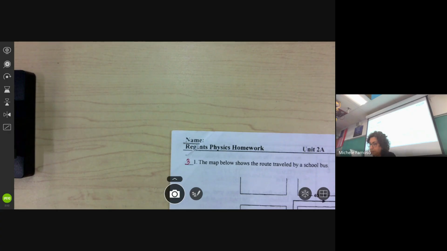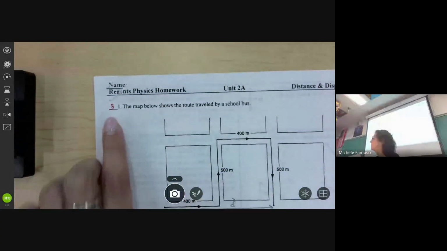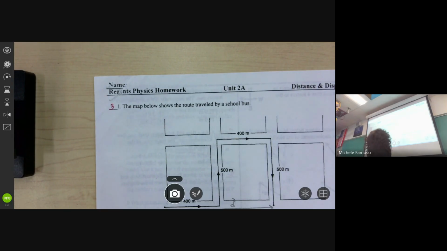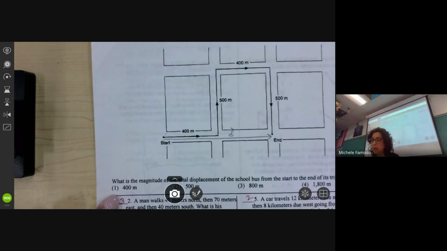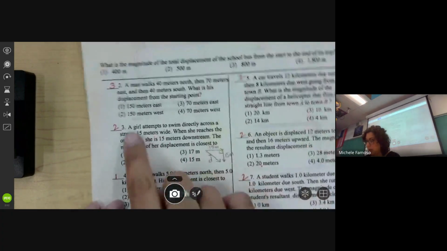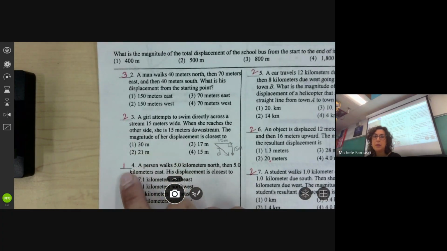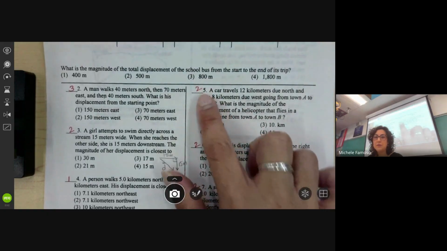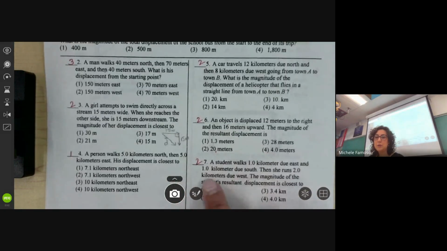All right, so on page 7, number 1 is 3. Number 2 is 3. Number 3 is 2. Number 4 is 1. 5 is 2. 6 is 2. 7 is 2.